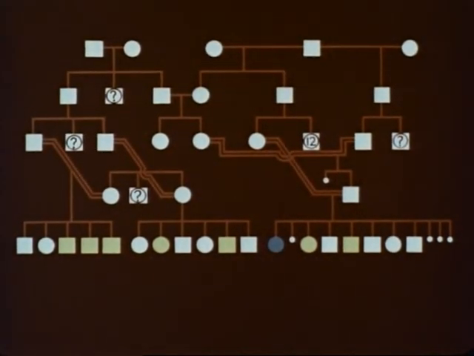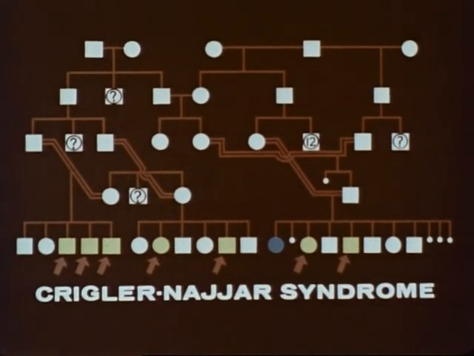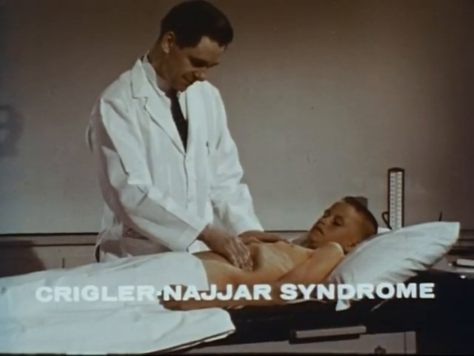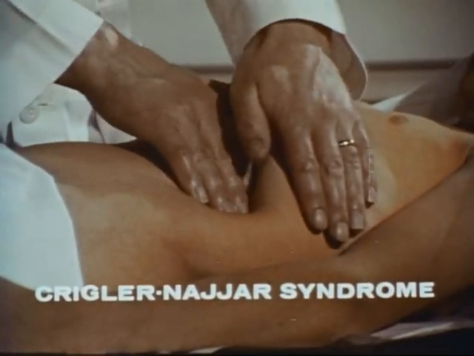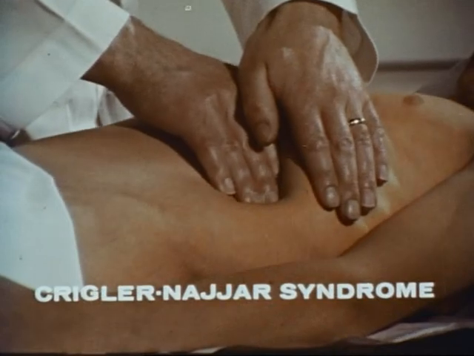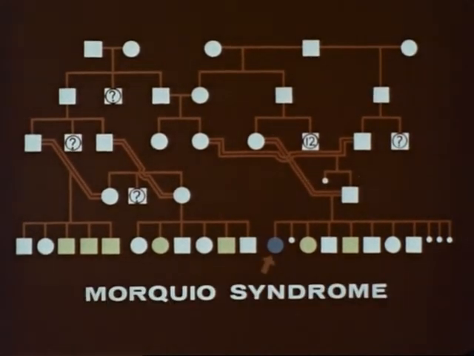Shown here is the pedigree of an inbred kindred in which 7 cases of the Crigler-Najjar syndrome have occurred in 3 related sibships. Jaundice is a leading feature of this syndrome, an inborn defect in the excretion of bilirubin. It is inherited as an autosomal recessive. In one section of this pedigree, studies showed that heterozygotes have a reduced ability to conjugate bilirubin. A second autosomal recessive disorder, the Morquio syndrome, also occurred in this kindred.